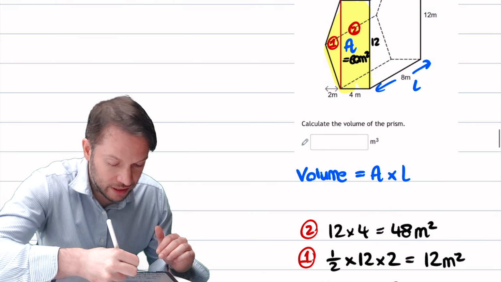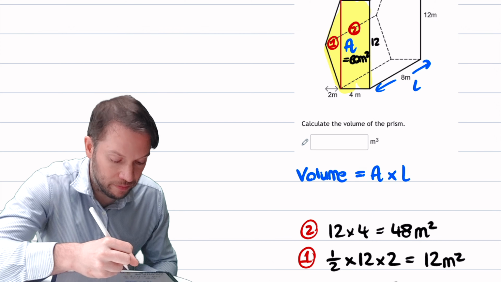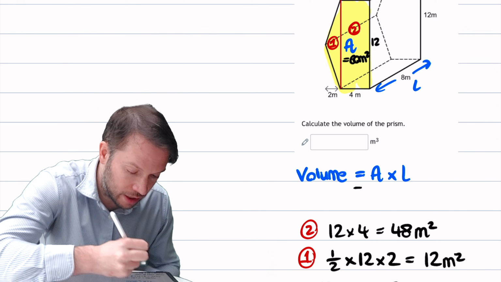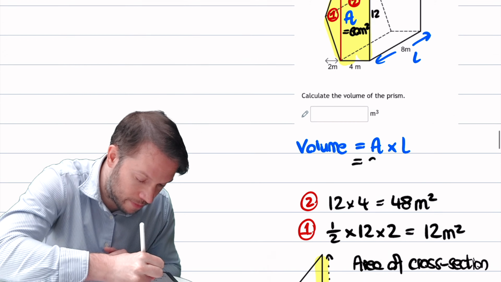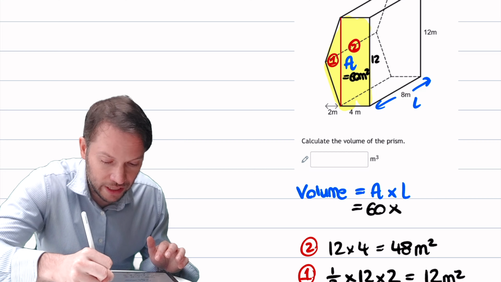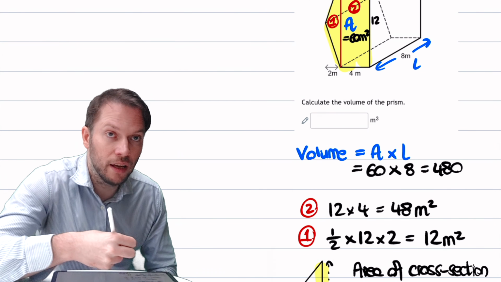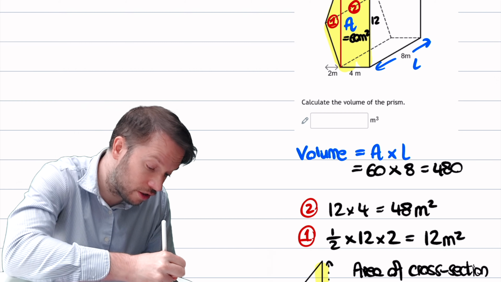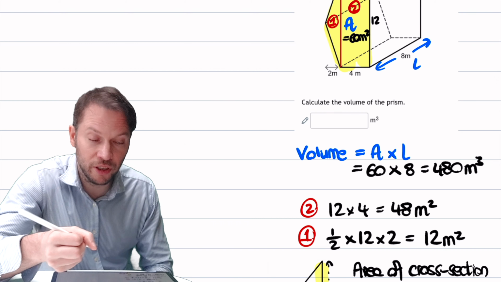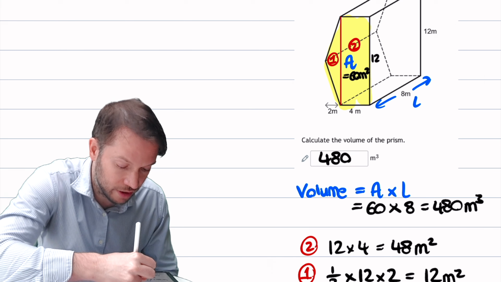And remember we said the volume of the prism is the cross-sectional area times the length. So that's going to be the cross-sectional area of 60 multiplied by the length, which we said earlier was 8. And that is going to be equal to 480. Now the volume is going to be meters cubed. Volumes are some unit cubed. So that's the final answer. It's 480 meters cubed, and we're done.